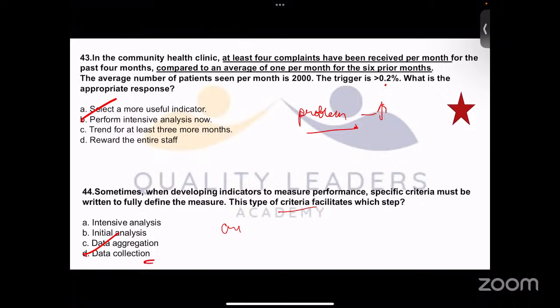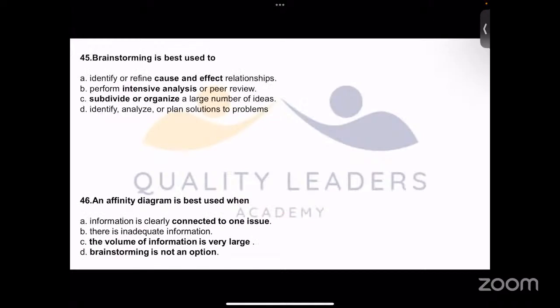Okay, number 45. Brainstorming is best used to A, identify or refine cause and effect relationships, B, perform intensive analysis or peer review, C, subdivide or organize a large number of ideas, D, identify, analyze, or plan solutions to problems. Okay, so which tool is used to identify these cause and effect relationships? So we call this cause and effect relationship, we use the fishbone, okay, or the Ishikawa diagram. So which tool is used to organize a large number of ideas?